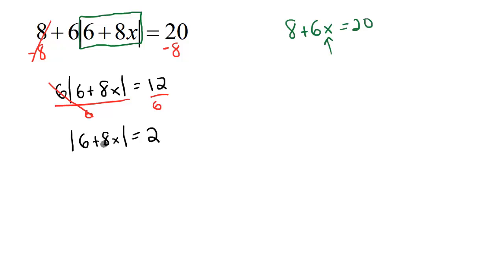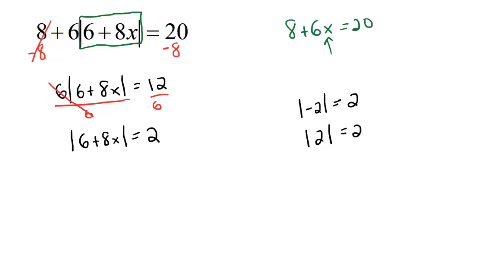It's isolated. So now we have two different versions that we could set up. We have a positive version because 6 plus 8x could equal a positive 2. And then we also have 6 plus 8x that could equal a negative 2. Remember, inside the absolute value, if we had the absolute value of negative 2, that would become 2. Even if we had a positive 2, it'll stay 2.